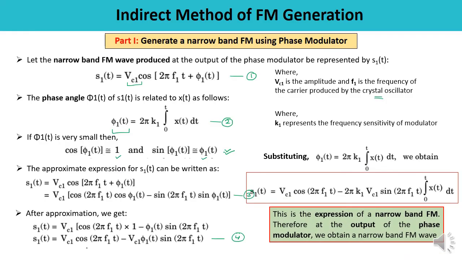And this is nothing but the expression of narrowband FM. It means at the output of the phase modulator, we have obtained a narrowband FM. Mathematically, you can represent it in this particular manner. Alternatively, I am also going to discuss it with the help of the block diagram.